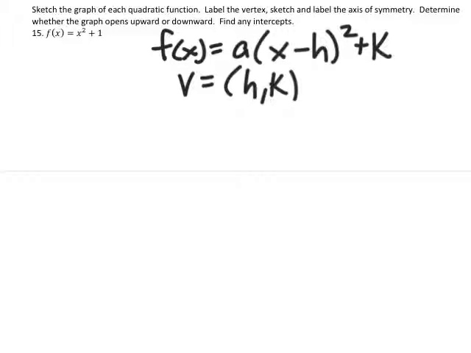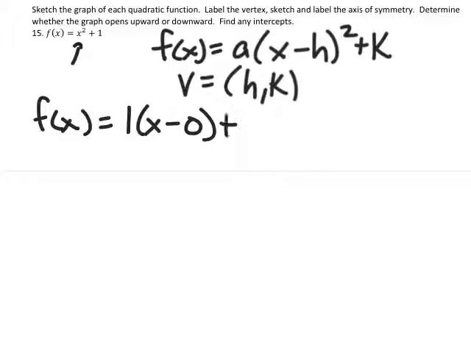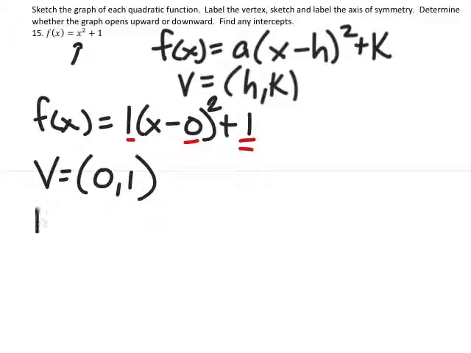So all we need to do is just rewrite this equation, or function rather, f of x equals, we would have a 1, then this would be an (x minus 0) squared plus 1. So notice I've just rewritten that in order to suit my needs. It tells me my h and k values, and my a value there is positive. So right away I know that my vertex is at (0, 1), and this one will open upwards.